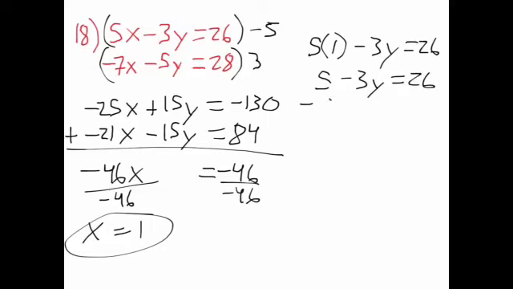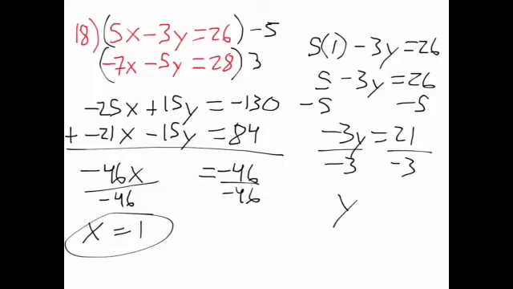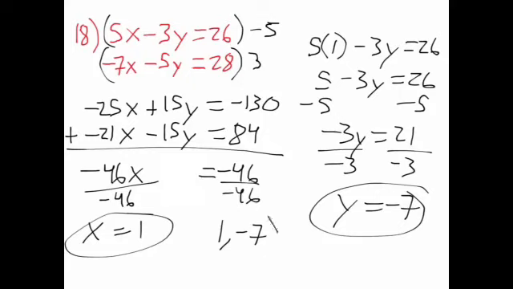And now I need to get my y by itself by subtracting 5 from both sides. And I get negative 3y equals 21. Divide both sides by that negative 3. You'll get y equals negative 7. And now that I have my coordinates, I can write out my point 1, negative 7, and that's 18.